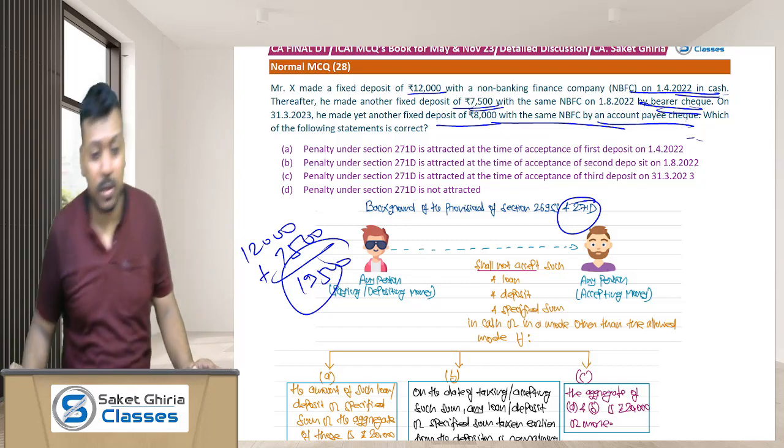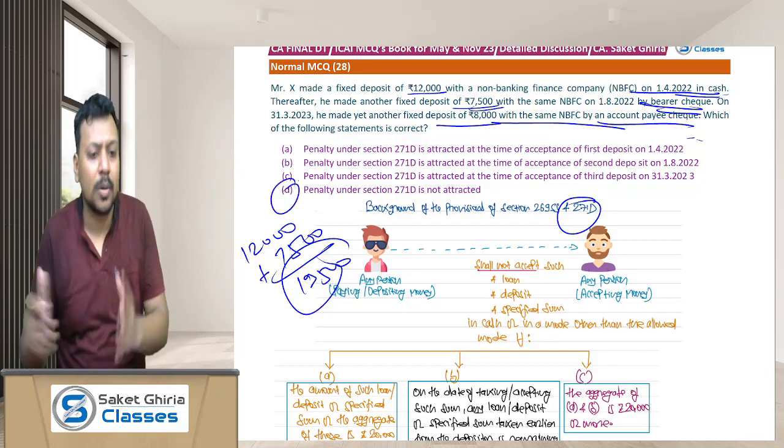Again, no penalty under section 271D. It means section 271D is not attracted in this case.